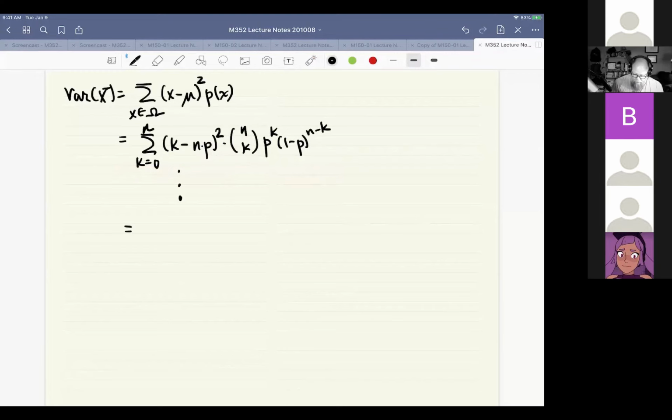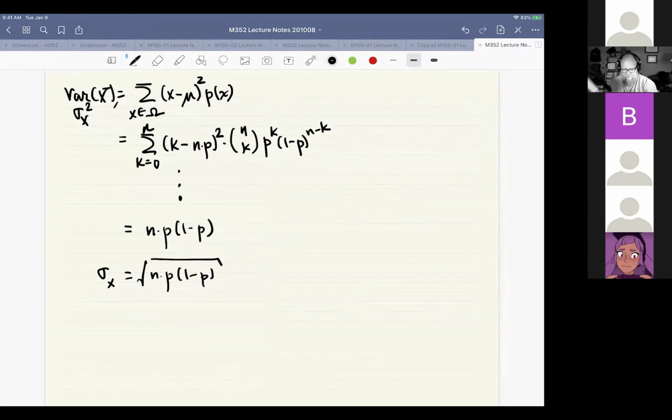What I want you to know is that this simplifies to n times p times (1 minus p). Okay, that's the variance for a binomial random variable with parameters n and p. Variance is often written as this sigma x squared. So the standard deviation, sigma x, is the square root of this. Okay, so that's what I want you to know about the binomial random variable.